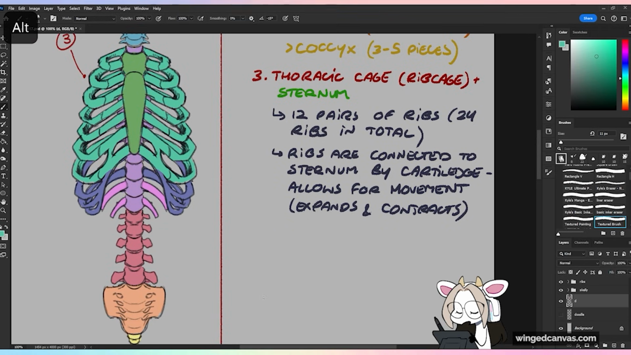So we have 24 ribs in total, and I have color-coded them differently because we actually have 3 different types of ribs.